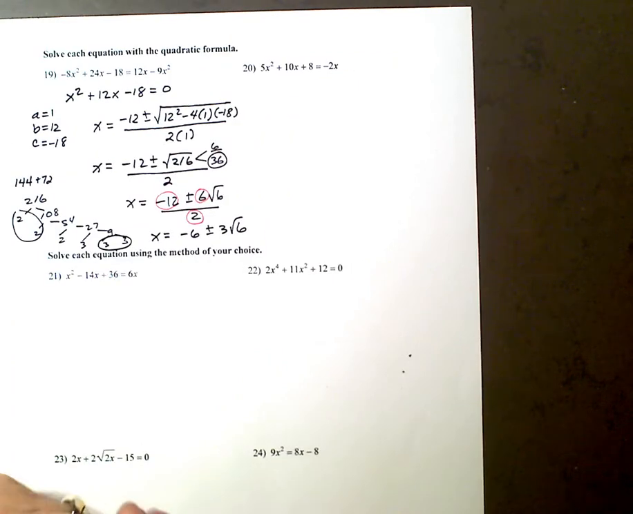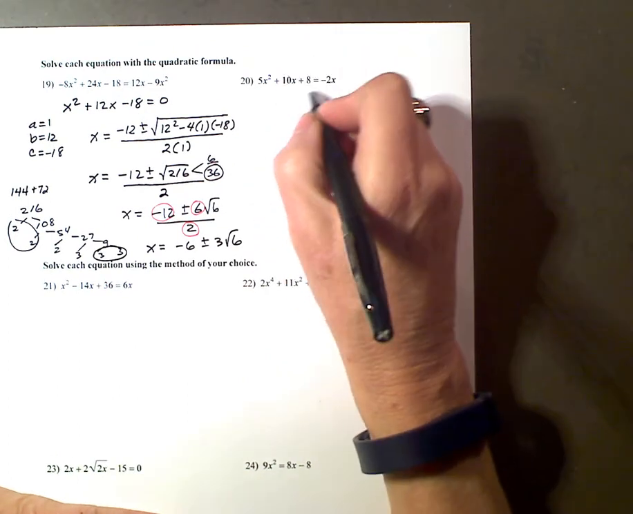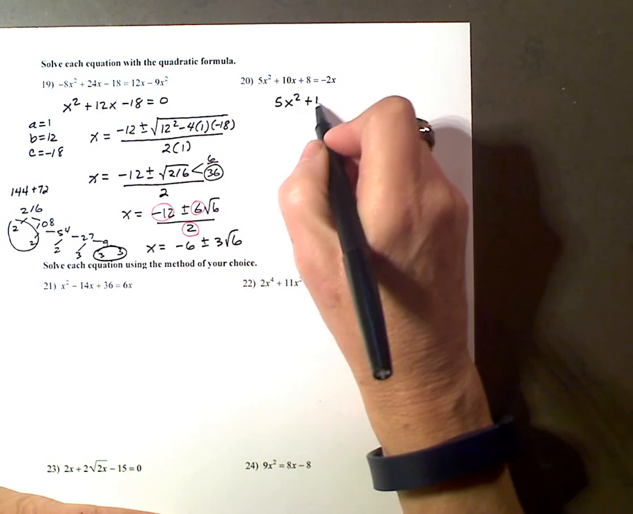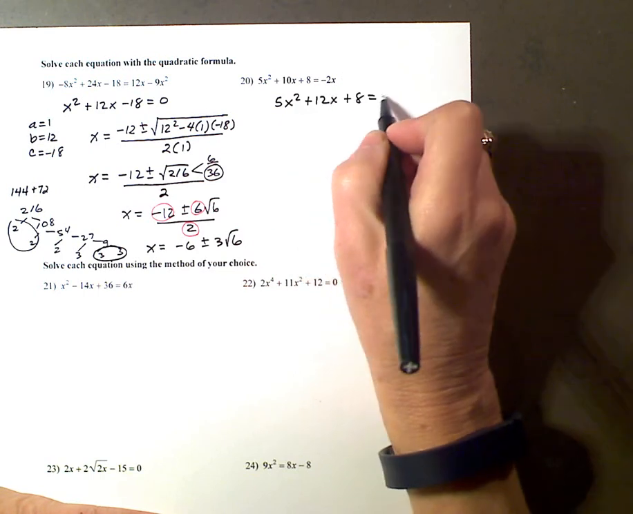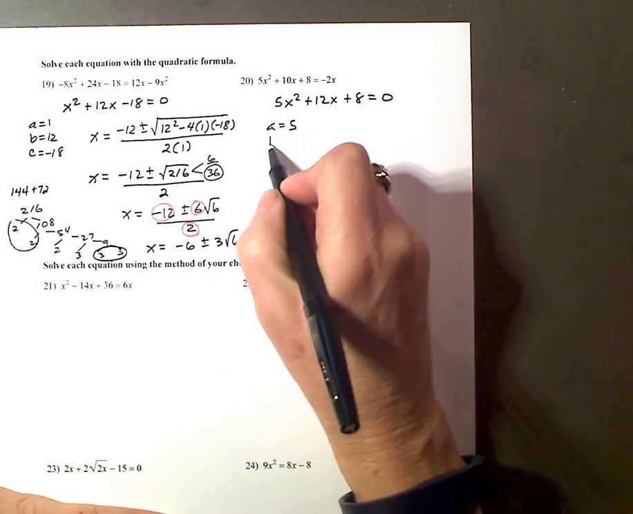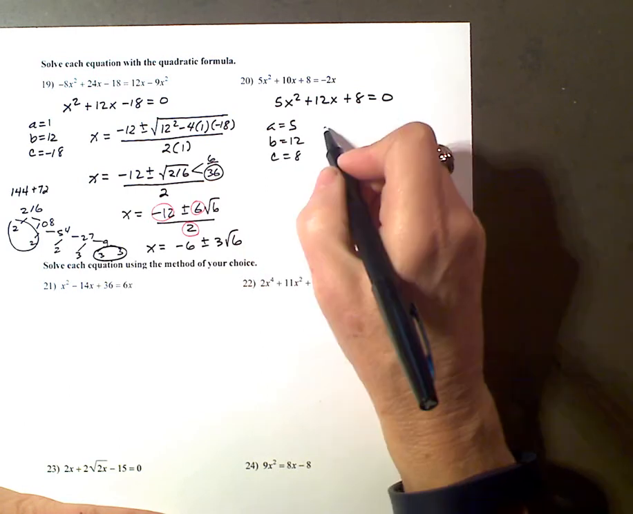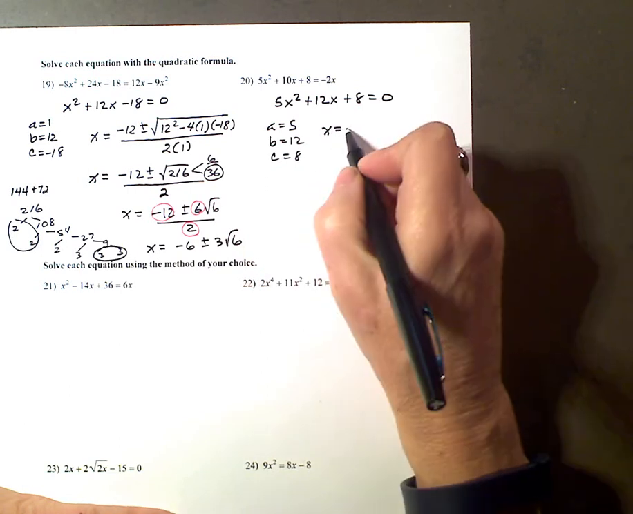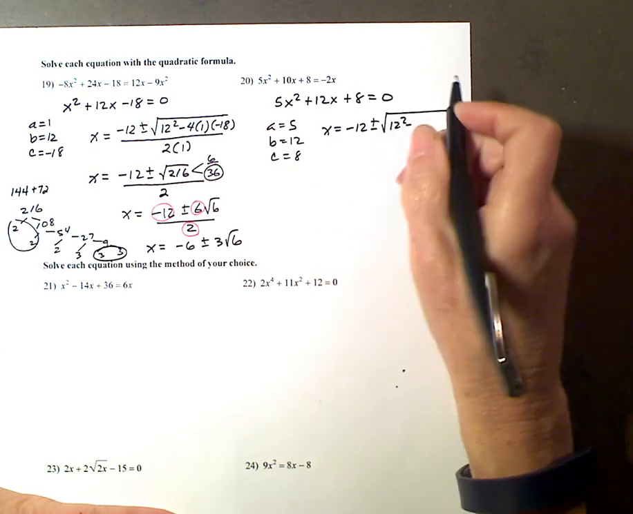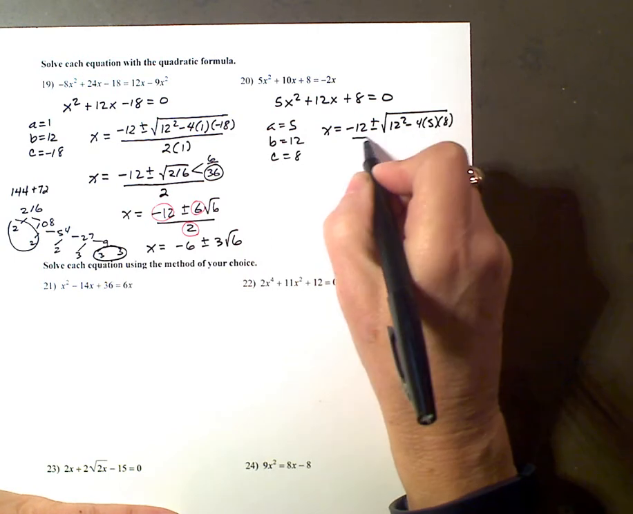Okay, so then for number 20, quadratic formula, adding the 2x to both sides, plus 12x plus 8 is 0. In this case, A is 5, B is 12, and C is 8. So we get x is equal to the opposite of 12 plus or minus the square root of 12 squared minus 4 times 5 times 8, all over 2 times 5.